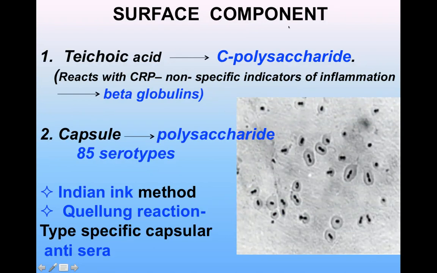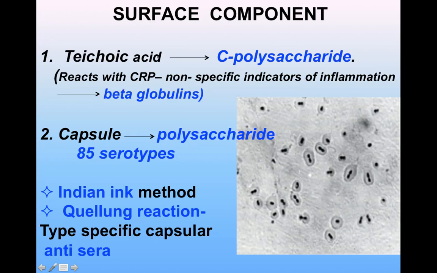Coming to the surface components or the virulence factors associated with this pathogen. Number one, they are gram-positive bacteria, so they have teichoic acid. The teichoic acid is a very important surface component of Strep pneumoniae, and it is also known as S polysaccharide or C polysaccharide. It reacts with C-reactive protein, which is a normal serum protein made by the liver. C-reactive protein is an acute phase protein and a marker for acute inflammation, as it is markedly raised in inflammation.